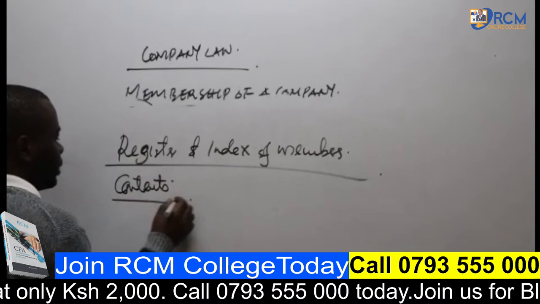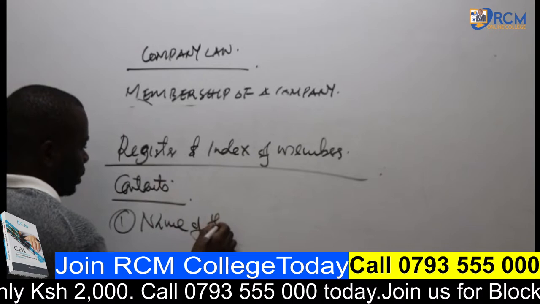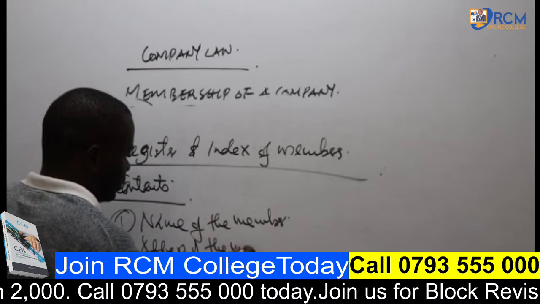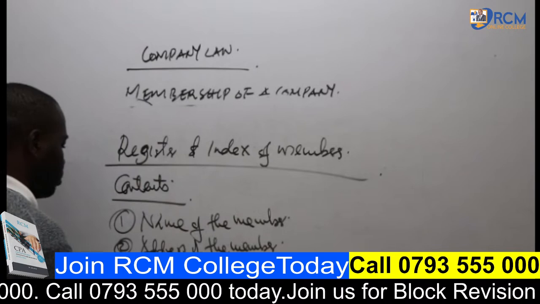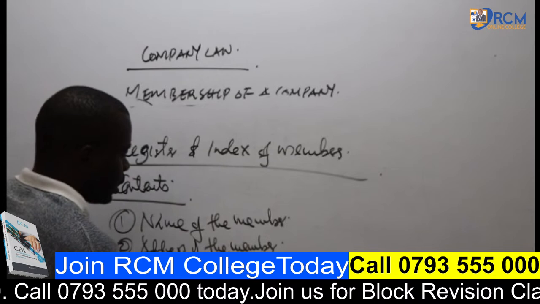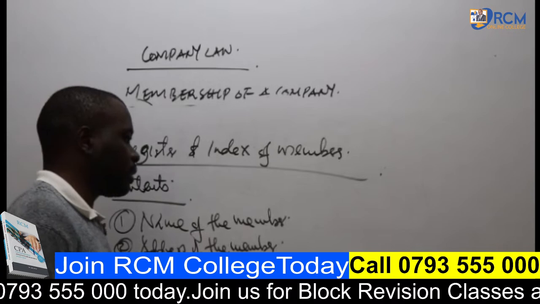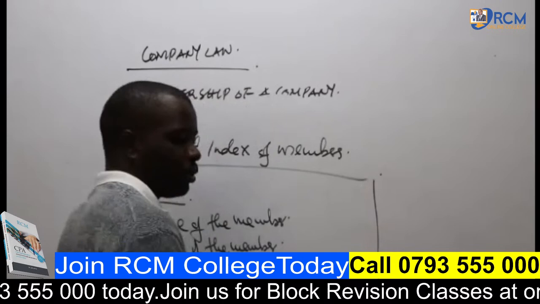It'll basically contain things like the name of the member, address of the member. It will contain also the number of shares held by the member. Also, what will be there? Dates, when one became a member.